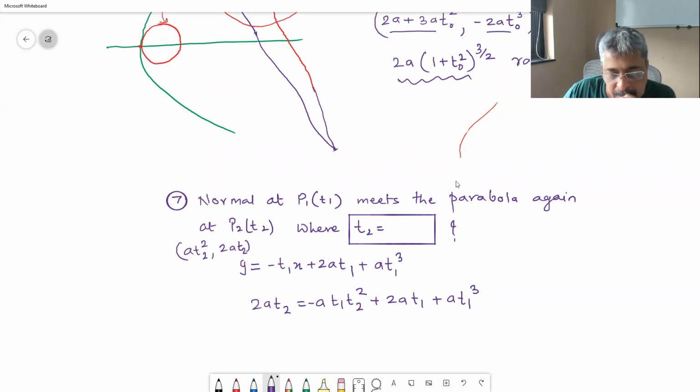Is this right? I think so. A vanishes from everywhere. So what do we do now? We want T2 in terms of T1.